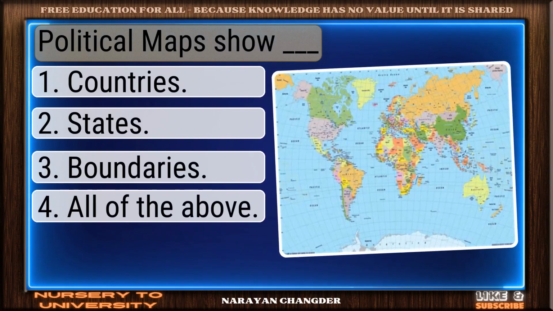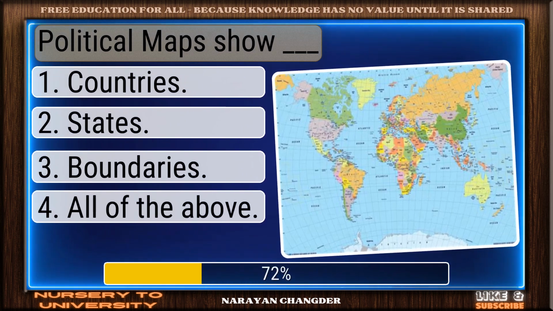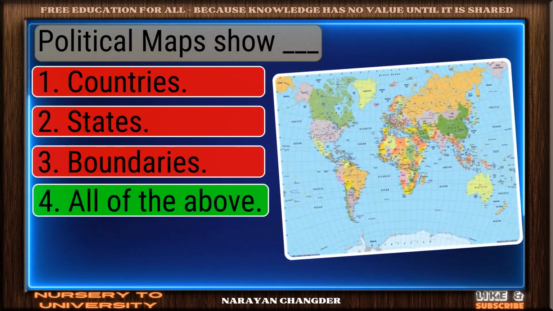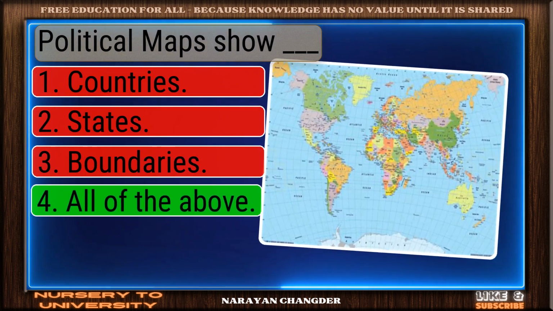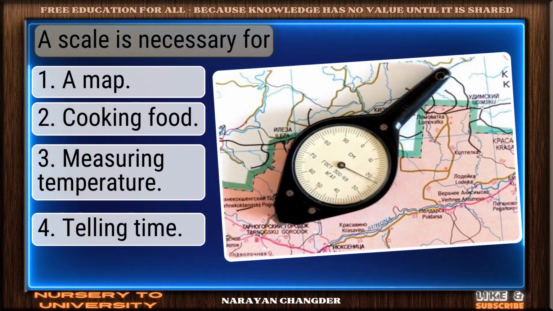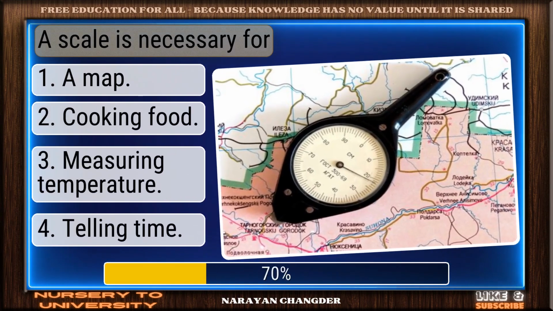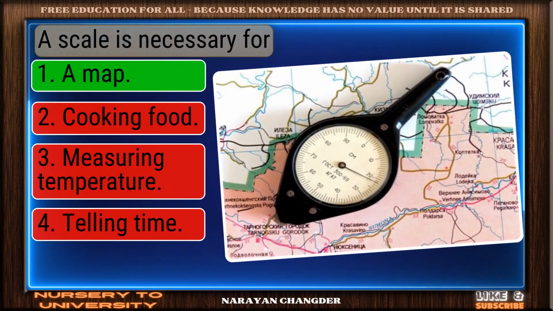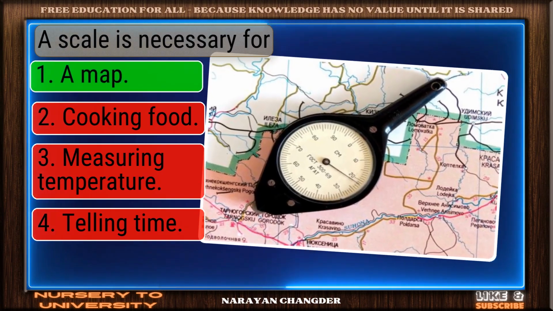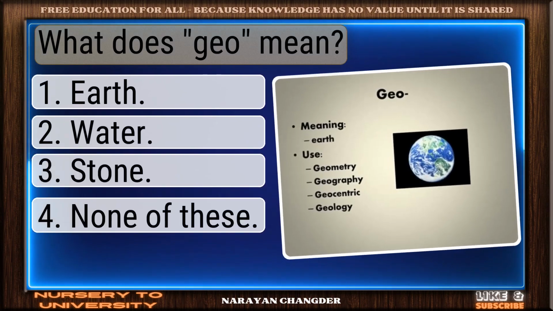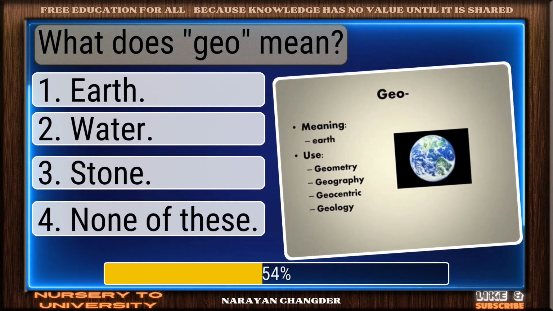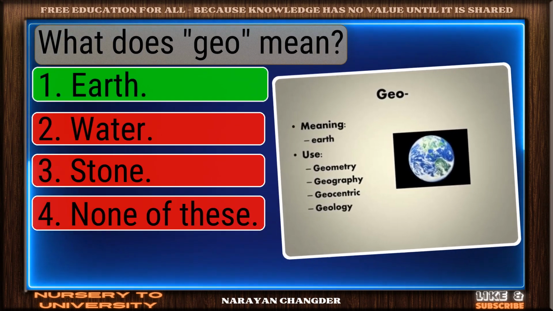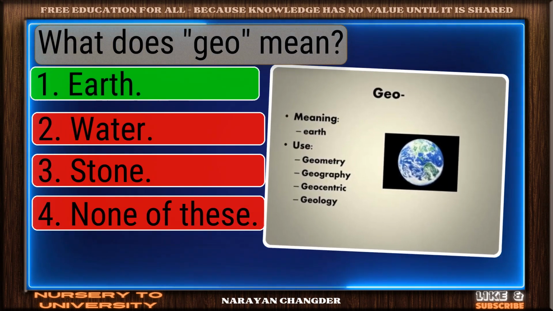Political maps show dash. Valid point. All of the above is true. A scale is necessary for. Great job. A map is the accurate answer. What does "geo" mean? Strong choice. Earth is the right answer.